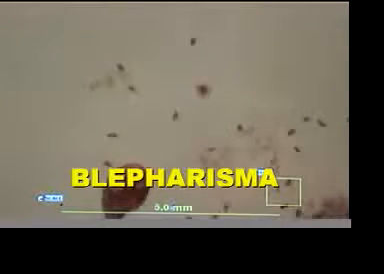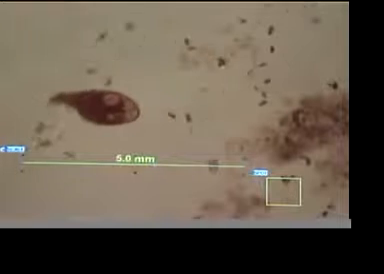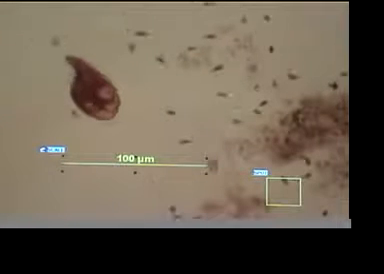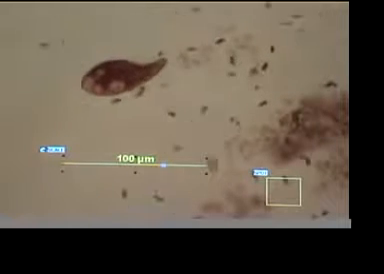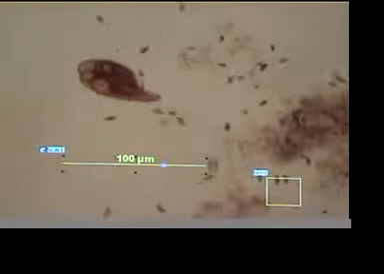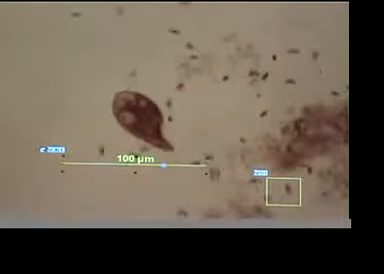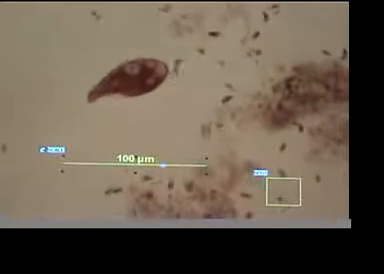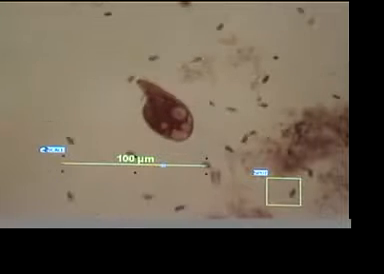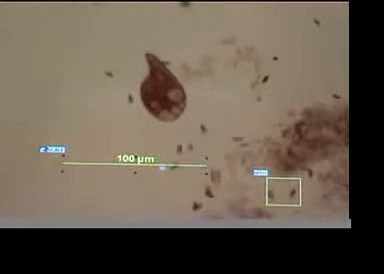Here you are going to see some normal movement of a blepharisma. Let me set the scale correctly. Here is the correct scaling. This organism is swimming relatively slowly right now for a blepharisma. This is prior to the beginning of a plasma experiment. Normal swimming is sometimes rather circular.